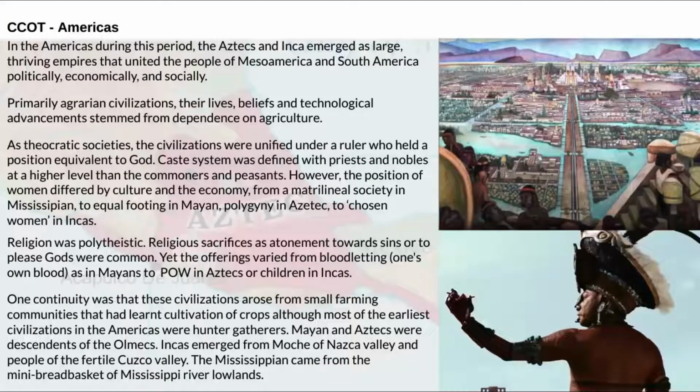CCOT. In the Americas during this period, the Aztecs and the Inca emerged as large, thriving empires that united the people of Mesoamerica and South America politically, economically, and socially. Primarily agrarian civilizations, their lives, beliefs, and technological advancements stemmed from their dependence on agriculture. As theocratic societies, the civilizations were unified under a ruler who held a position equivalent to God. Caste system was defined with priests and nobles at a higher level than the commoners and peasants.